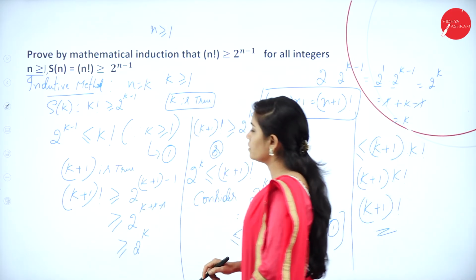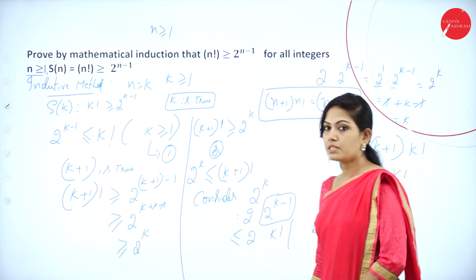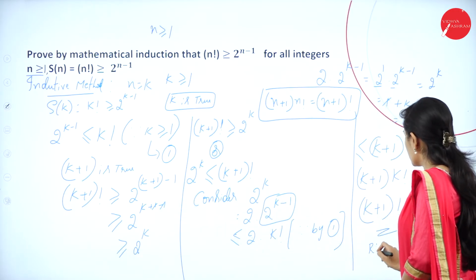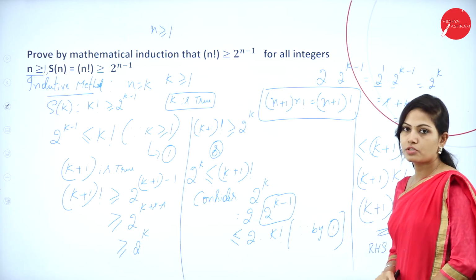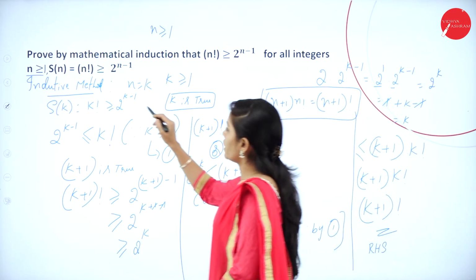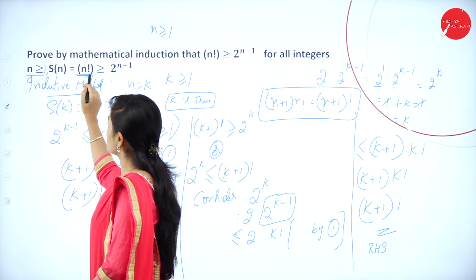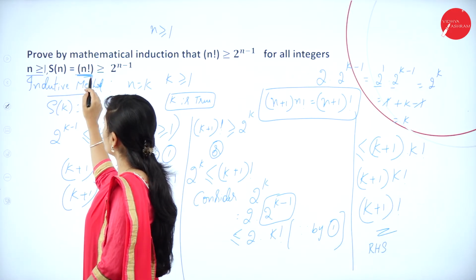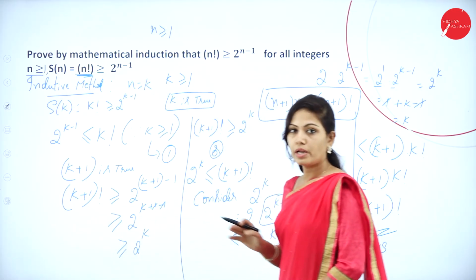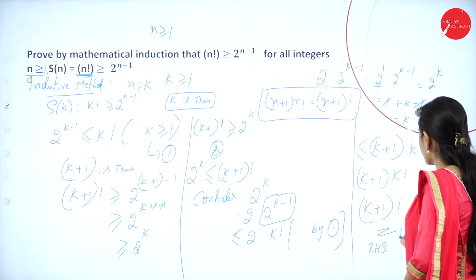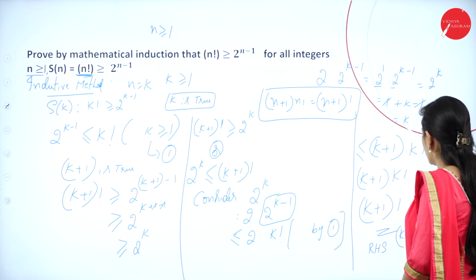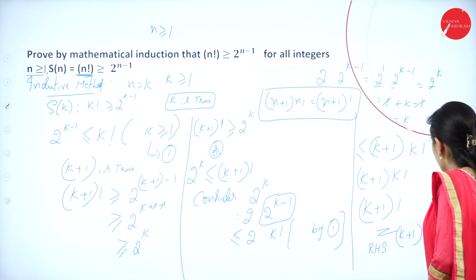So k plus 1 factorial. So k plus 1 factorial is your RHS. So now we have proved that k plus 1 is also true. So in the question we have n factorial, right? This is your RHS. N factorial means we got k plus 1 factorial. So we have proved that the result is true for k plus 1. So k plus 1 is true.